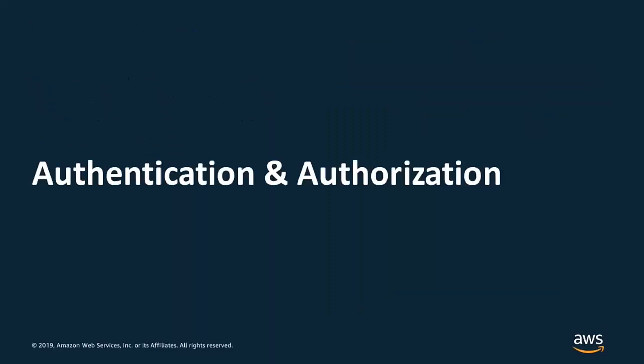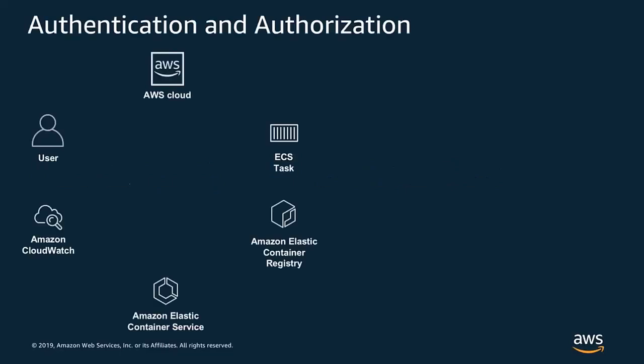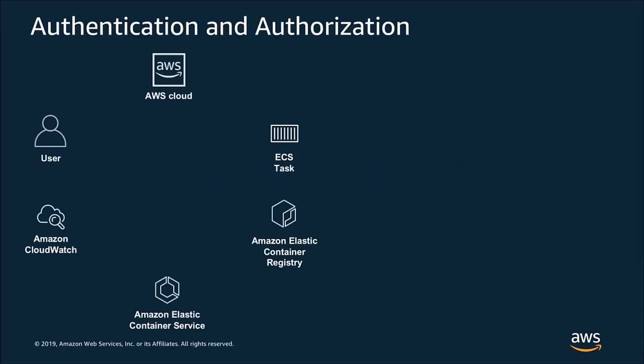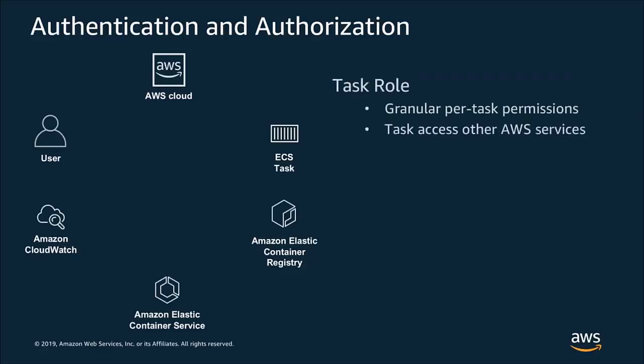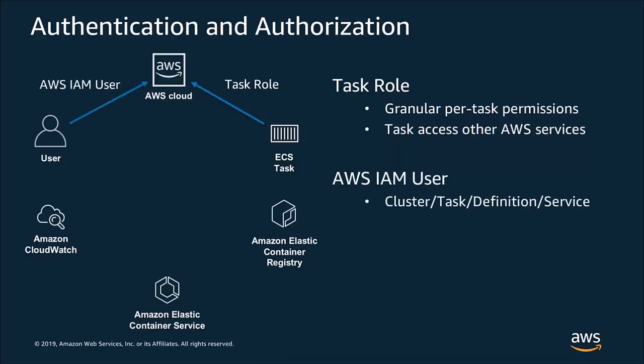Let's now take a look at authentication and authorization inside Fargate. There are a few different roles that you need to watch inside of AWS Fargate and ECS in general. The first is the task role. This is an IAM role that we are granting on a per task basis that gives each task its own set of permissions. These tasks are then able to access other AWS services, similar to how an AWS IAM user would access those same services.